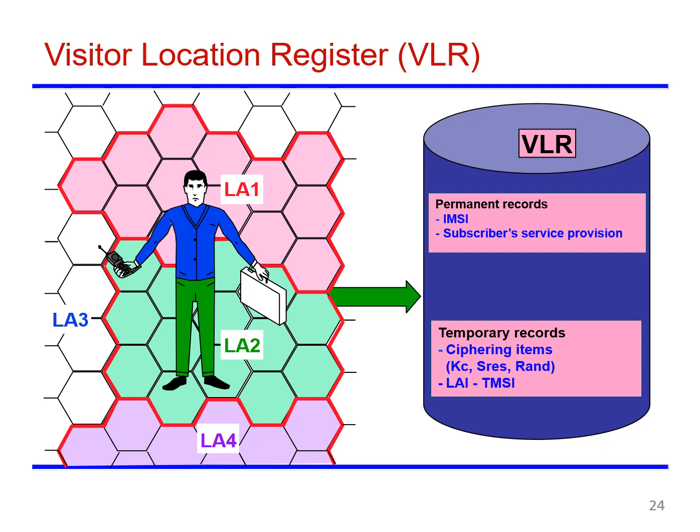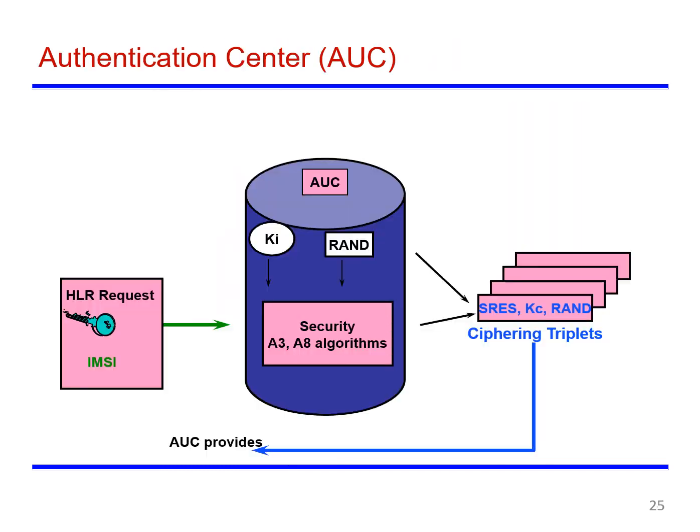So the VLR stores the permanent record and the temporary record. In the temporary record, it stores the location identities, and it allocates the TMSI and the MSRN number. Apart from that, in order for the deciphering process to happen, and to check the authentication parameters, whatever parameters have been shared by the authentication center, like KC, SRES and random number, are also stored in the VLR. Now coming to the authentication center, it is meant to have two functionalities.